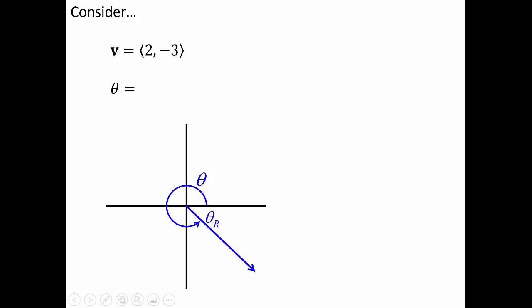When I'm in quadrant 4, start with my basic ratio, inverse tangent of -3 over 2, b over a.